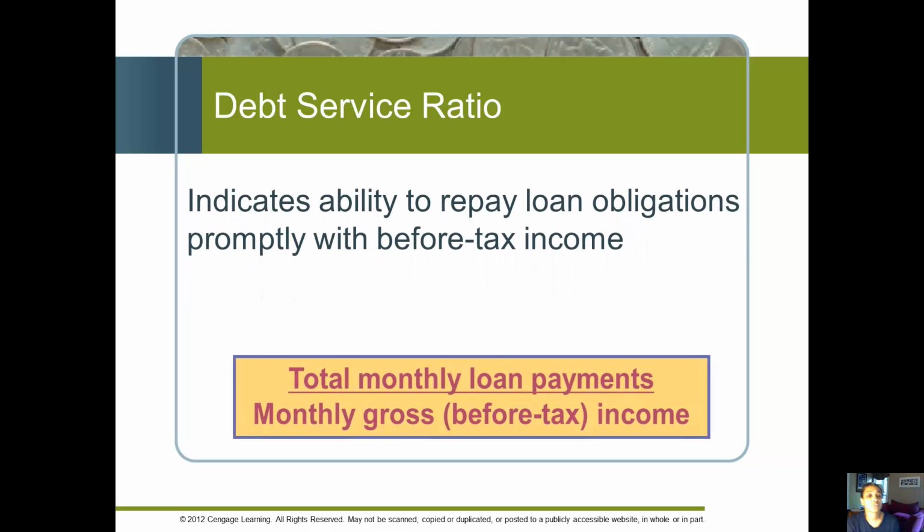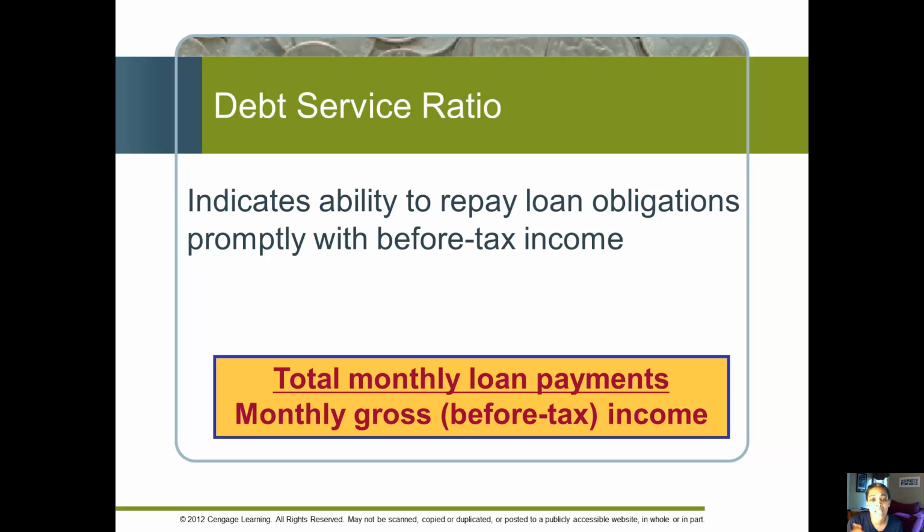Then we have the debt service ratio. This indicates our ability to repay our loan obligations promptly with our before tax income. So we take our total monthly loan payments and divide it by our monthly gross income.